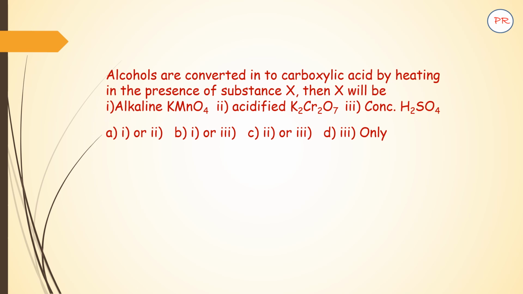Alcohols are converted into carboxylic acid by heating in the presence of substance X over here. Then X will be 1. alkaline KMnO4, 2. acidified K2Cr2O7, 3. concentrated H2SO4. The options are A. 1 or 2, B. 1 or 3, C. 2 or 3, D. 3 only. Here the correct answer is 1 or 2 because alkaline KMnO4 and acidified K2Cr2O7 act as oxidizing agents.